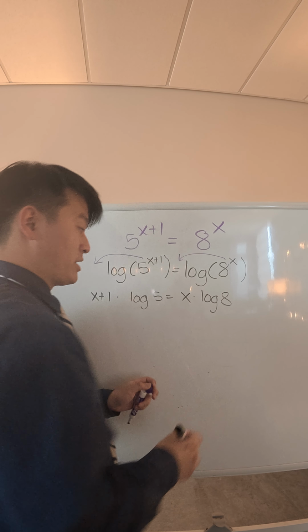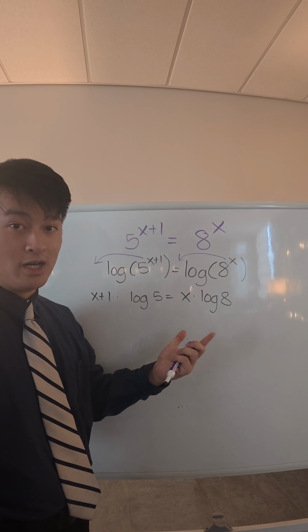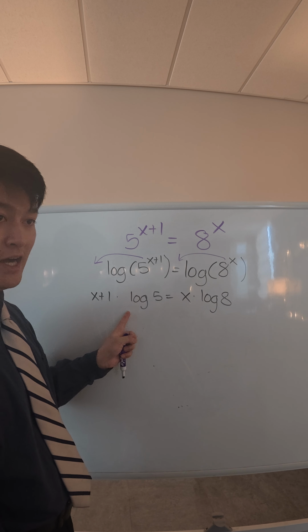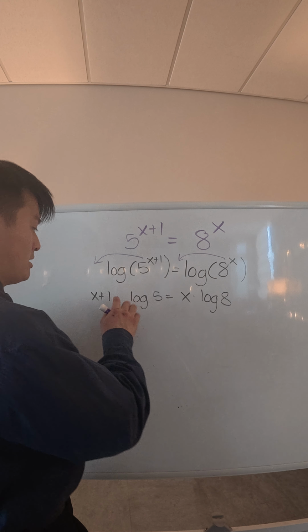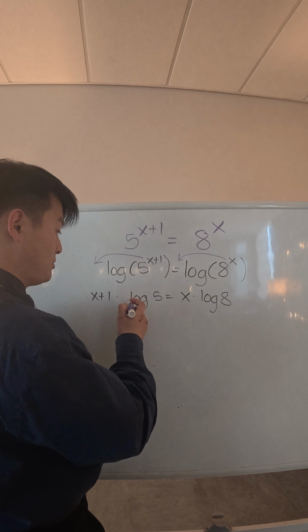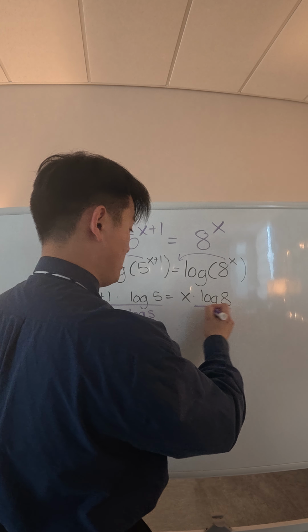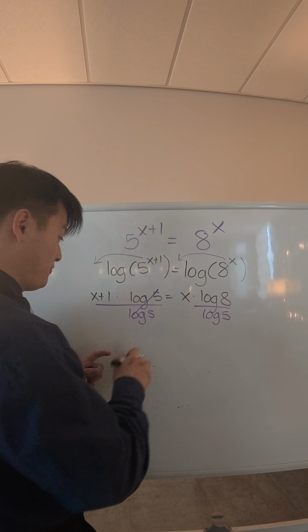Now, this is the part where it gets a little bit complicated because now you have multiple x's and you have the logs. What are you going to do? Personally, you're going to get rid of log 5, mainly because the x plus 1 is already so long. You notice that there's a dot, that means it's multiplying, so you have to divide both sides by log 5. So for now, I'm going to divide both sides by log 5. They cancel out, and so I'm left with this.